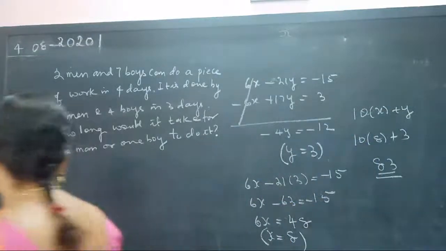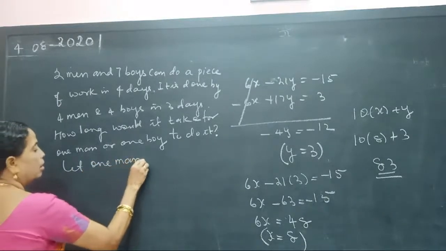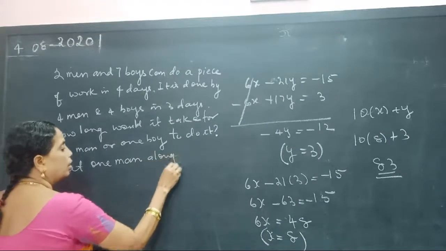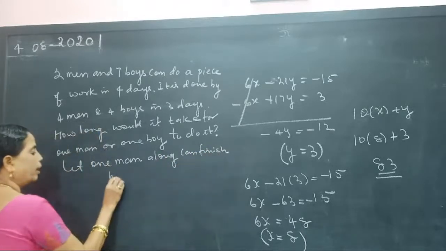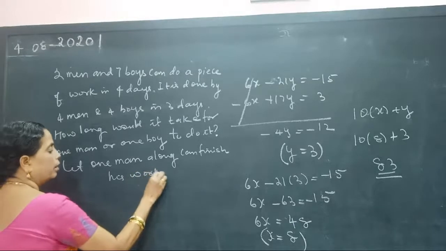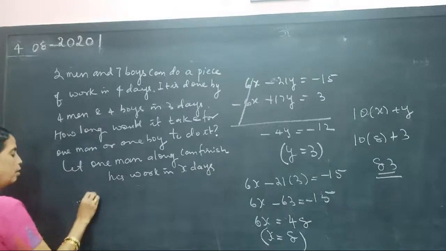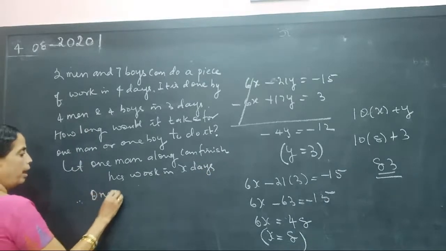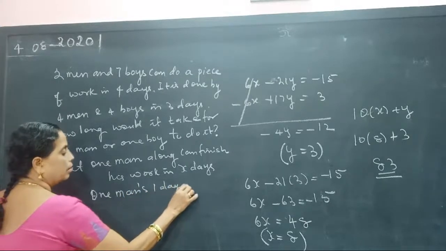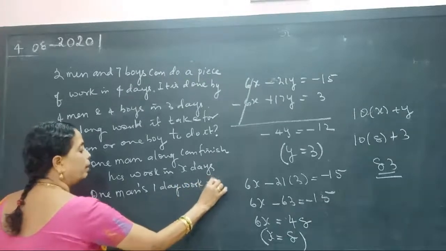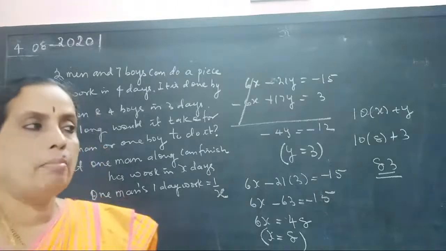Okay, now let us have the statement. Let one man alone can finish his work in x days. Therefore, one man's 1 day work will be its reciprocal part, 1 by x part of the work will be done by one man alone.